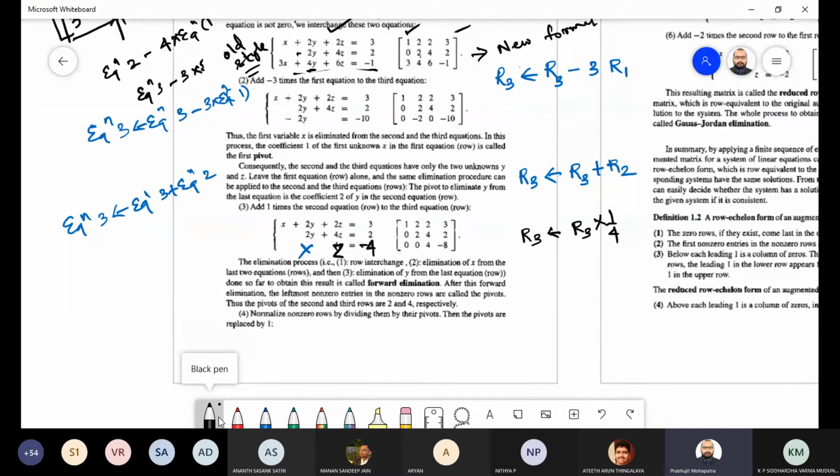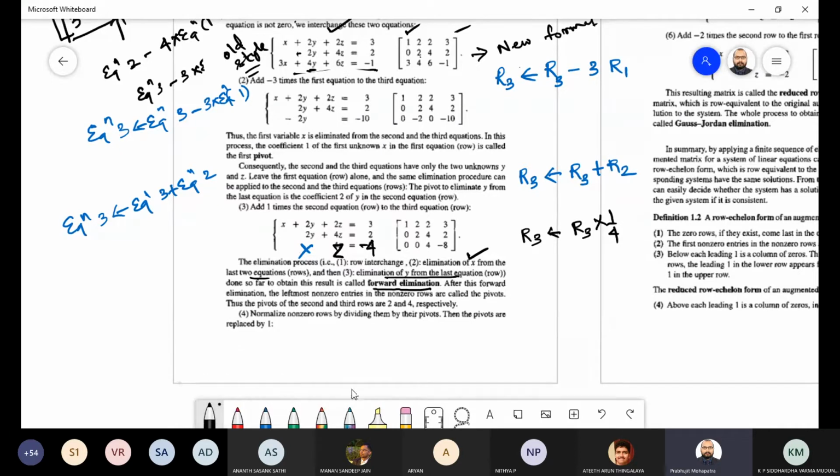Clear or not? Now, this process is called the forward elimination. We are eliminating forward wise. First we eliminated x from the last equation, then we eliminated y from the last equation, and this process is called the forward elimination. But we have not got the solution till now. Here we got the z value as minus 4.